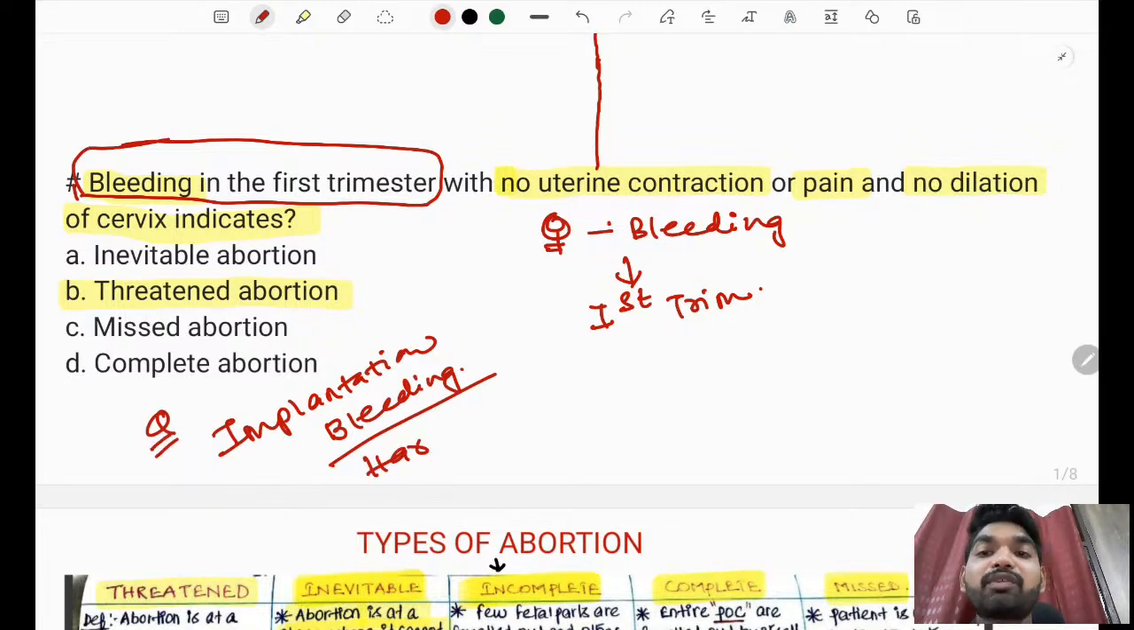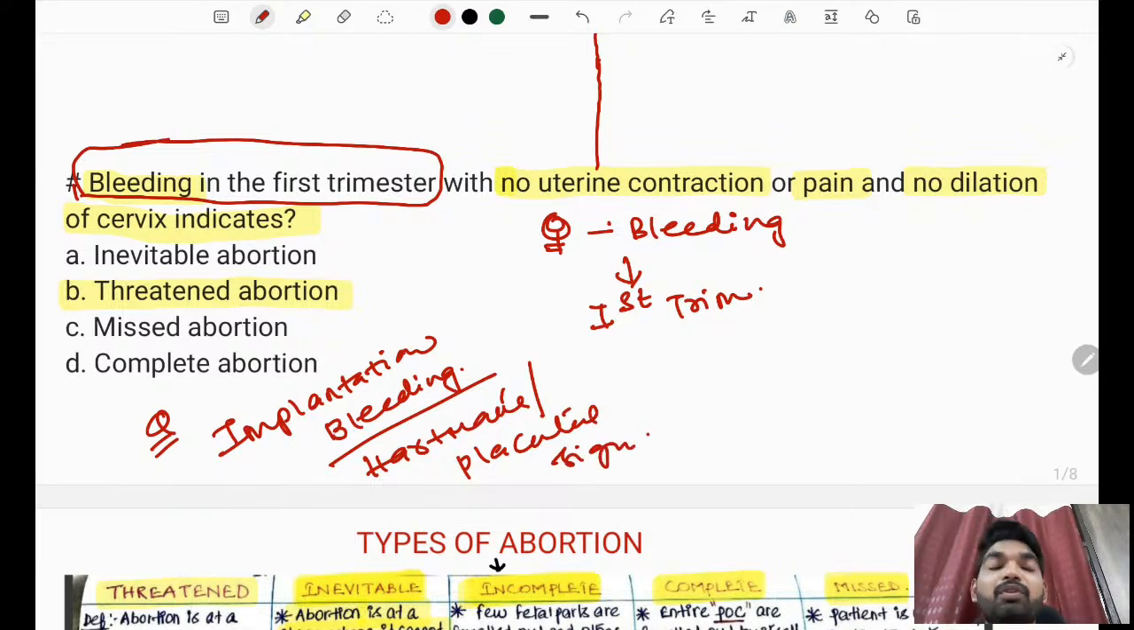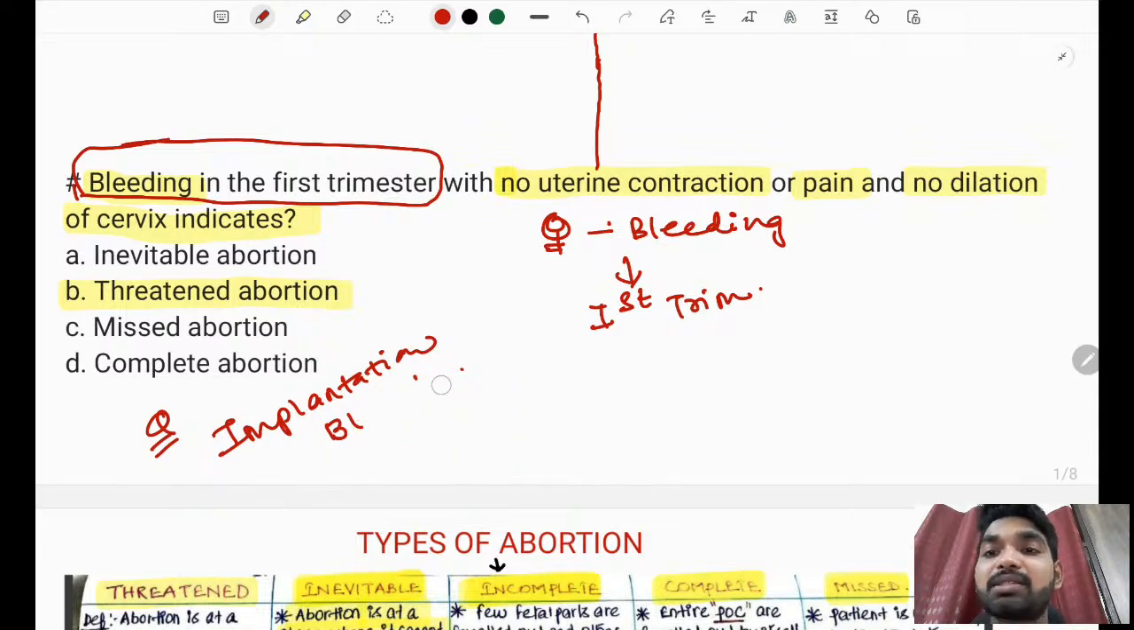Very, very important. I am giving you a question mark for this. It can be asked as an MCQ in your exam. Hartmann sign or placental sign, which is nothing but implantation bleeding. This can be there within 12 weeks, that is the first trimester. This is absolutely normal. No need to worry here. Few women will experience this. This is normal, which is also called Hartmann sign.